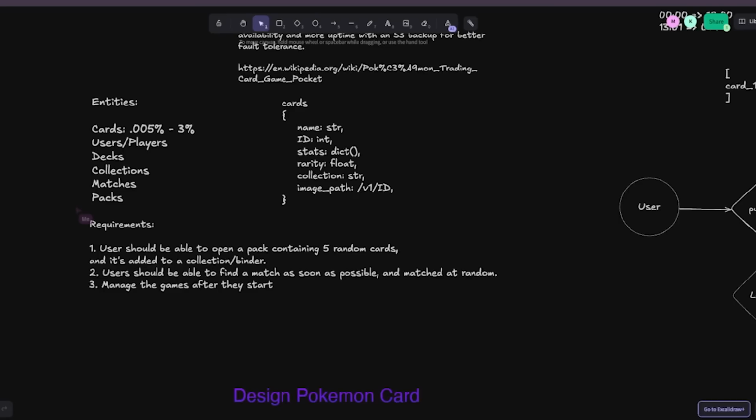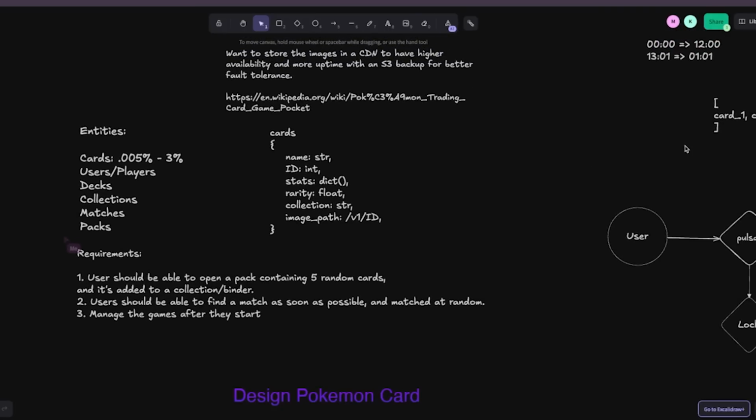And also, frankly, the only non-relational databases I've worked with are three: Dynamo, Cassandra, and Mongo. And I'm not using Dynamo.